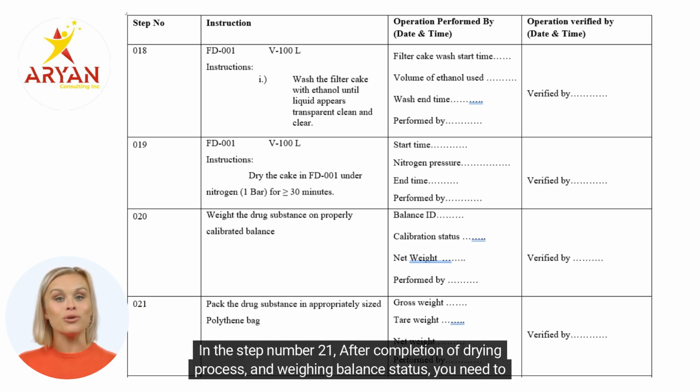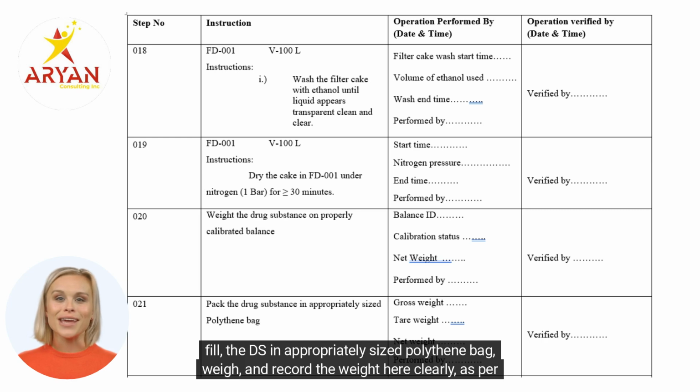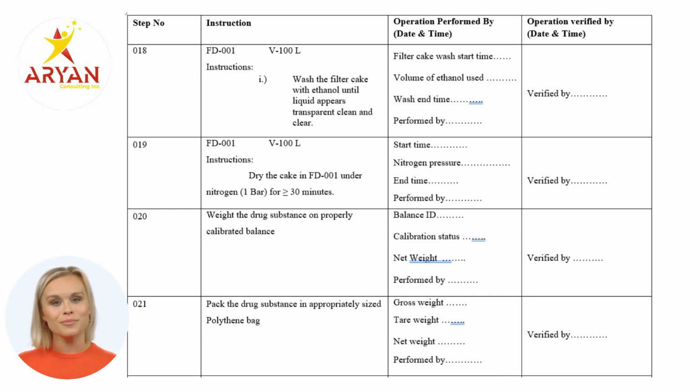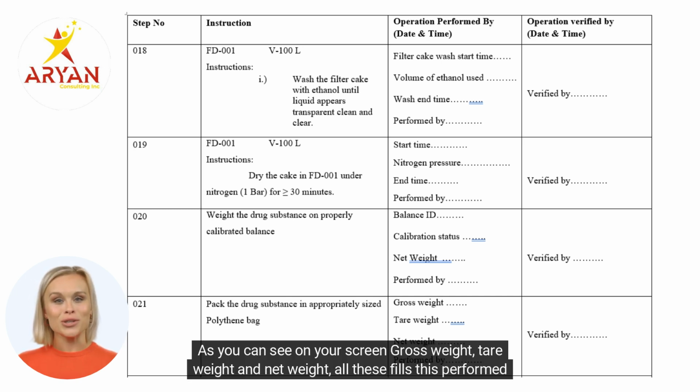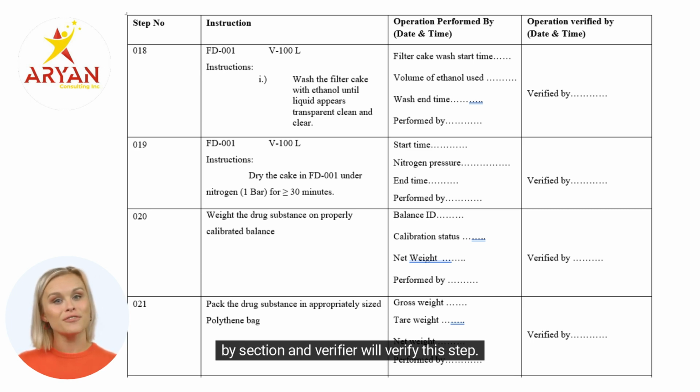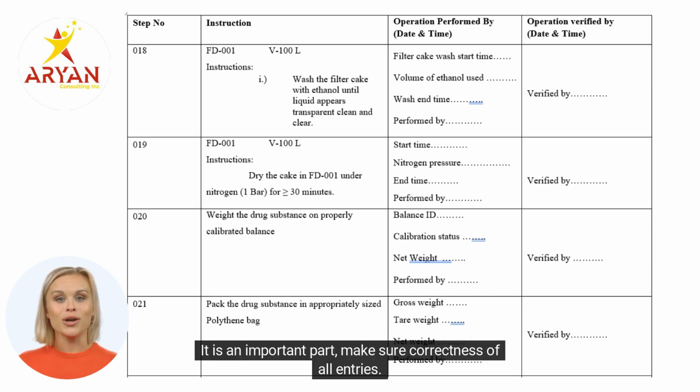In step number 21, after completion of the drying process and weighing balance status, you need to fill the DS in an appropriately sized polythene bag, weigh, and record the weight clearly as per GDP. As you can see on your screen, gross weight, tare weight, and net weight, all these are filled by the technician in this section, and verifier will verify this step. It is an important part, make sure of the correctness of all entries.